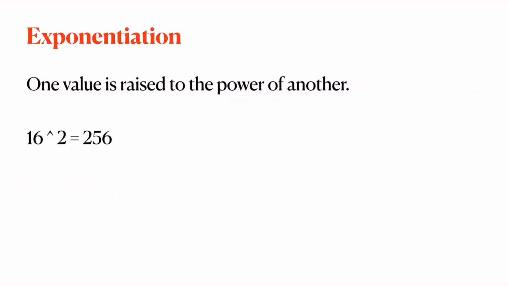Now we're getting into the scarier looking, longer words, but it's still as simple. Exponentiation is raising one operand to the power of another. Squaring a number would be raising that number to the power of 2, and cubing it would be raising it to the power of 3. So here's our example: 16 raised to the power of 2, which is 256. This is just 16 times by 16.